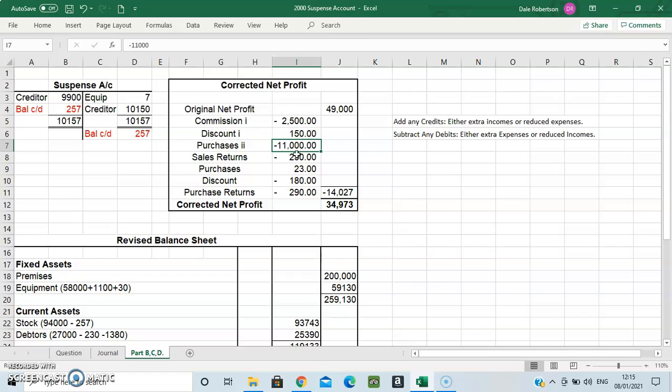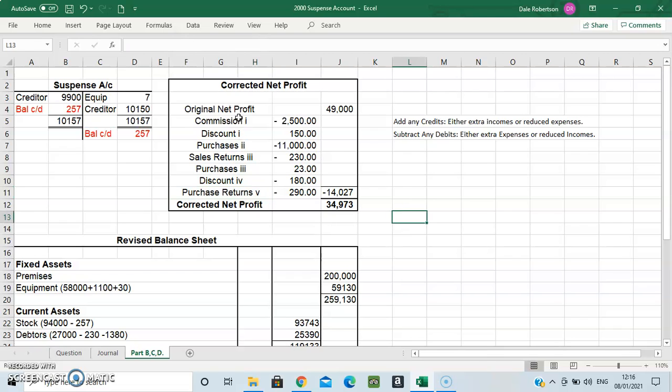The sales returns are from error number 3, and so too are the purchases. And that is a debit of 230 and a credit of 23. The discount is from error number 4, and that discount is that €180 on the debit side. That's discount allowed, remember, and therefore we're subtracting it from to get our new net profit. And the purchase returns, of course, is from error number 5.